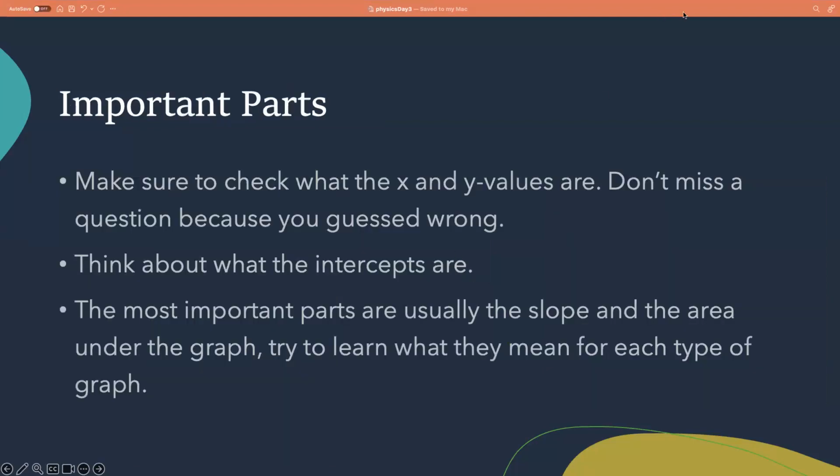So the important parts of a graph: don't mess up a problem just because you thought the y-axis was time, or you thought the y-axis was position and it turned out to be velocity. Stuff like that is going to be very bad to miss. So always double check what's actually on the axes and double check the units while you're at it. You don't want to miss a question because the x-axis said minutes and then the question asks about seconds. I don't think they try to trick you like that much, but still just be careful.